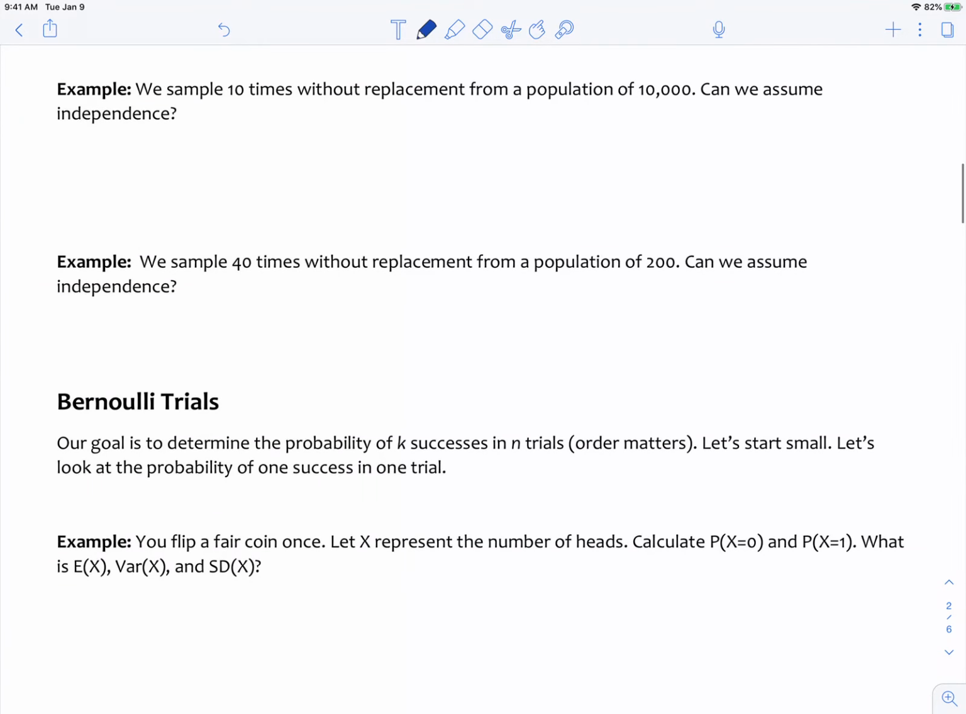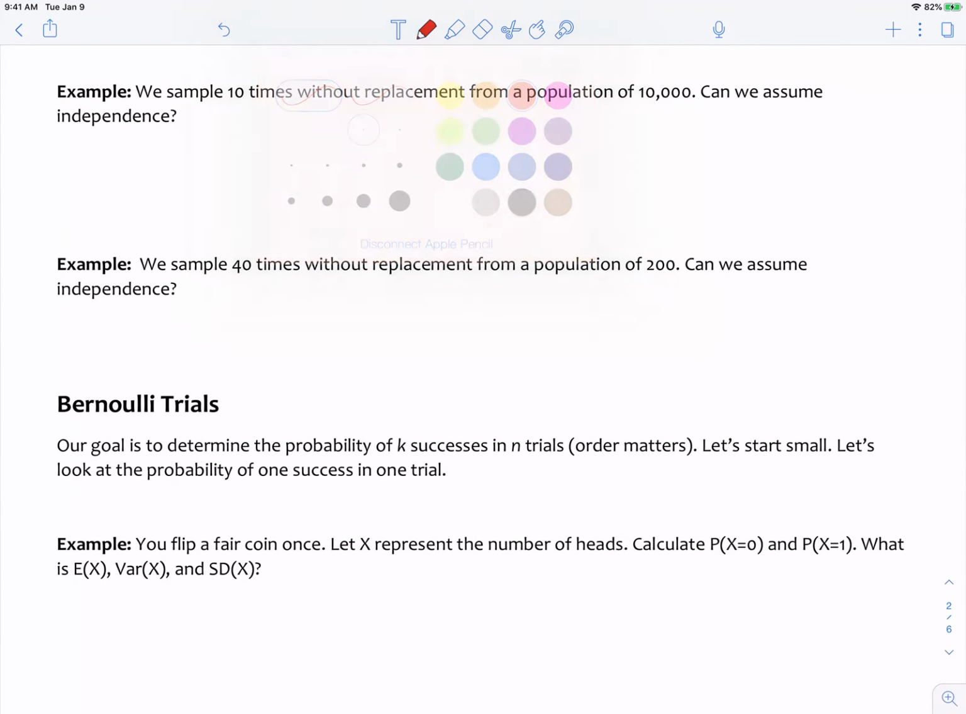So let's run through a couple of checks here for pseudo-independence. Let's say we sample 10 times without replacement from a population of 10,000. Can we assume independence? By that we mean pseudo-independence. We know if we're drawing from a fixed population without replacement, it's not going to be truly independent. But is the difference small enough that we can assume pseudo-independence?